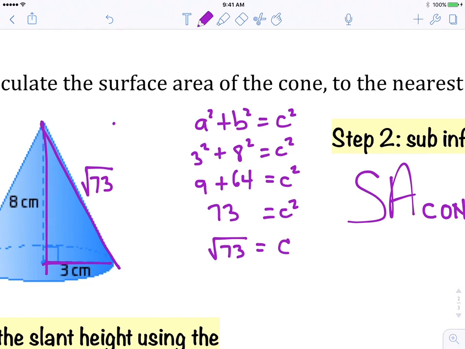A squared plus b squared equals c squared, right? Which is 3 squared plus 8 squared equals c squared. 3 squared is 9, 8 squared is 64. Add them together, you get 73. And then, of course, if you want to get c squared by itself, you square root both sides, and you get the square root of 73 is equal to c. I just left it like that right there because it's an exact answer. Why not? Just leave it like that. All we're going to be using it for is to input it into the formula.